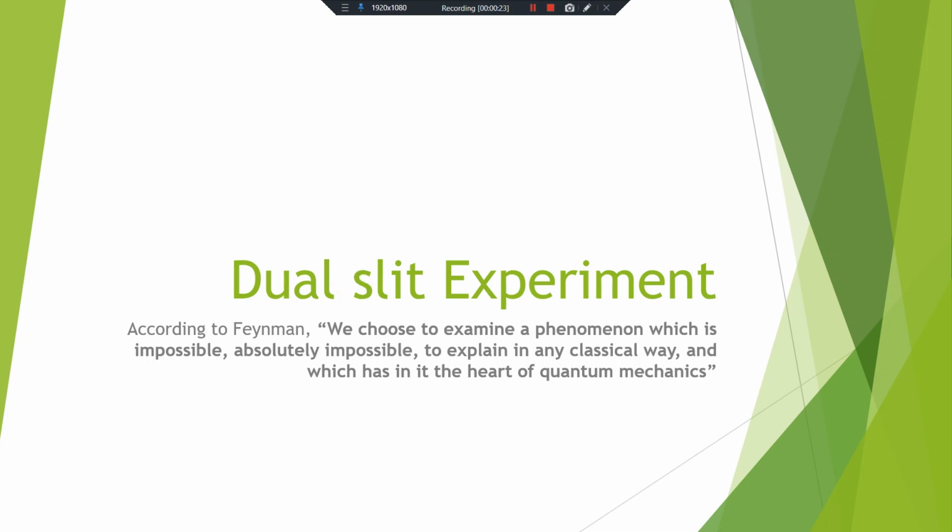So Feynman said about this experiment: we choose to examine a phenomenon which is impossible, absolutely impossible, to explain in any classical way, and which has in it the heart of quantum mechanics. So you can understand through the Feynman quotation why this experiment is so important in quantum mechanics.